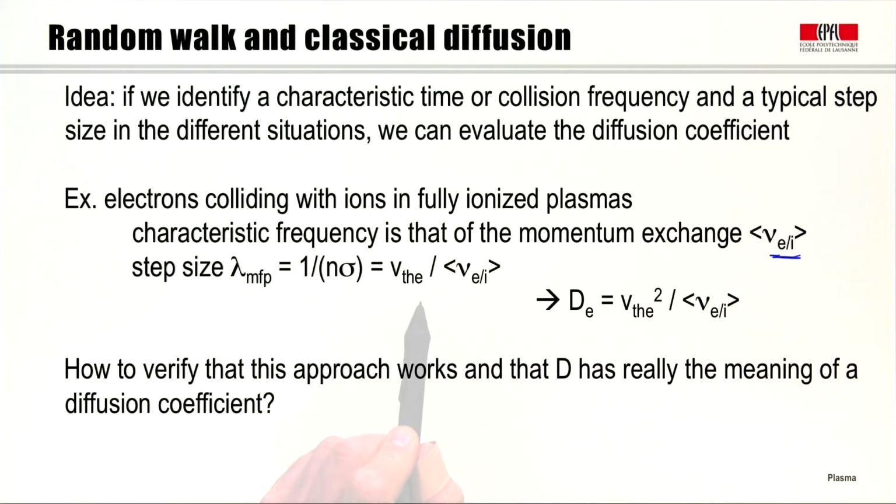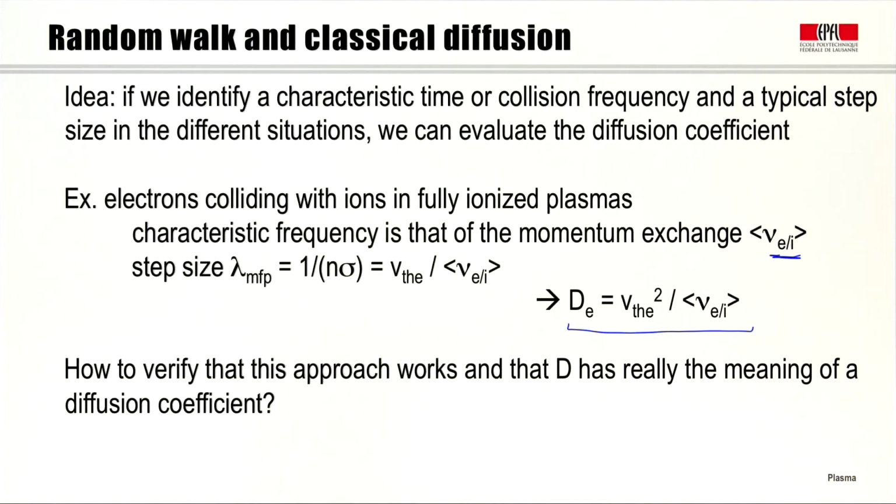And that's corresponding to the thermal speed for the electrons divided again by the characteristic frequency for the momentum exchange, average of the distribution. So we get a simple evaluation of the diffusion coefficient, which is the square of the thermal speed for the electrons in this case divided by the effective collision frequency for the exchange of momentum. So this will help us in a number of situations.